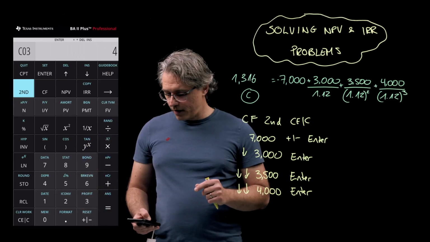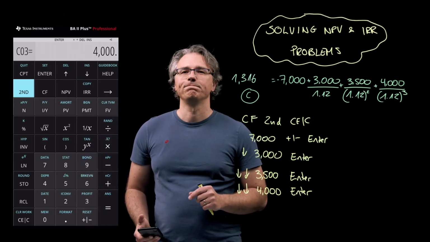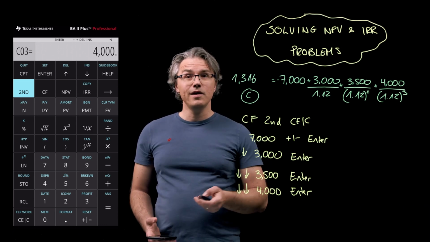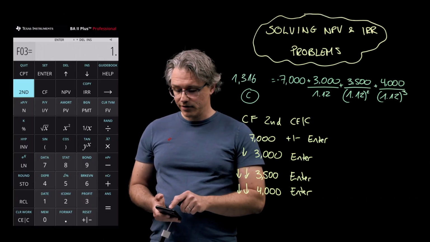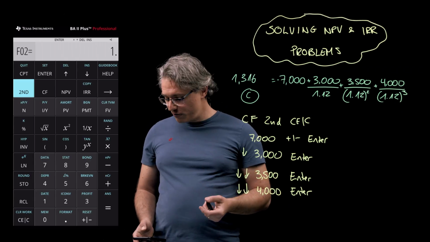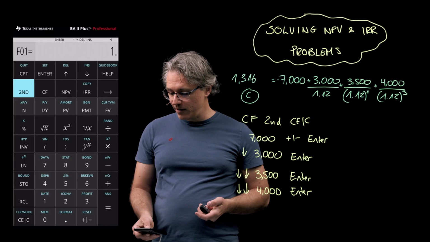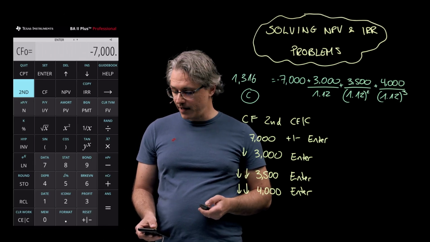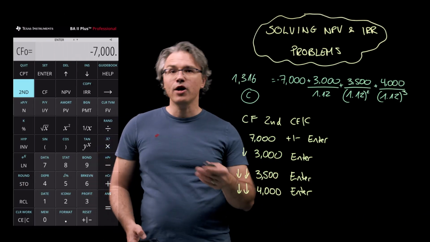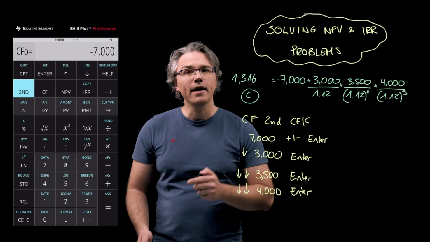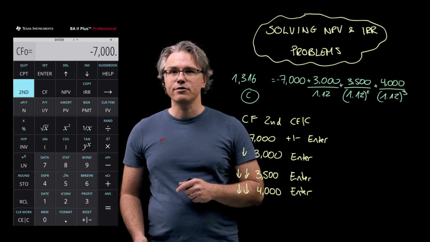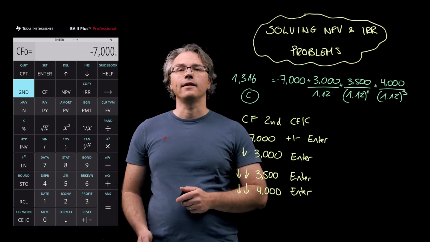So 4,000 and enter. Now, the nice thing about the cash flow worksheet is that you can use the up and down arrows to scroll up and down through your inputs. So you can see my C02 input, my C01 input, or perhaps even my CF0 input over here. And you can obviously use this functionality to check that they are correct. If you want to change any of them, just go to the relevant place and overwrite the previous entry and hit enter. It's as simple as that.